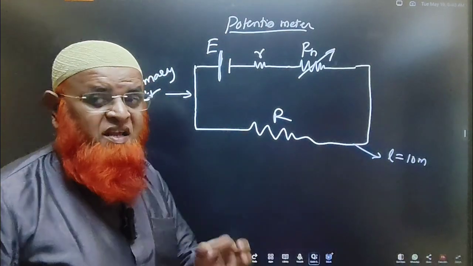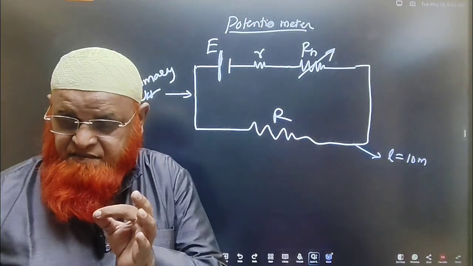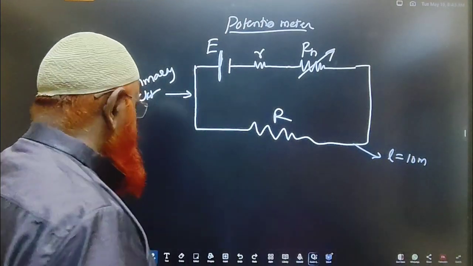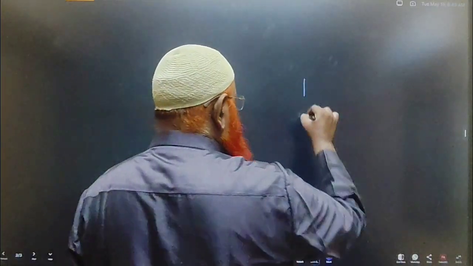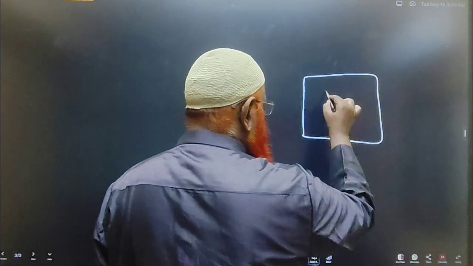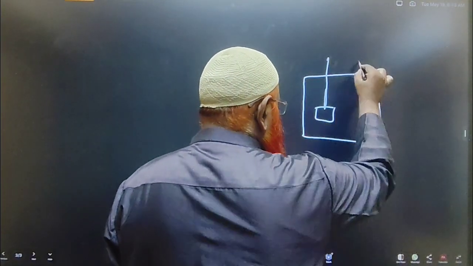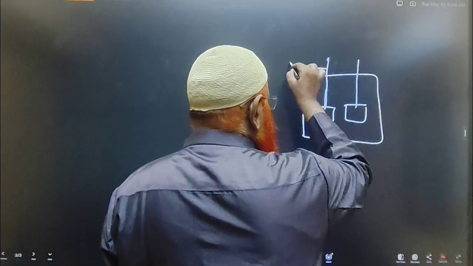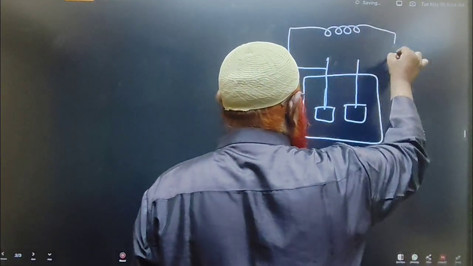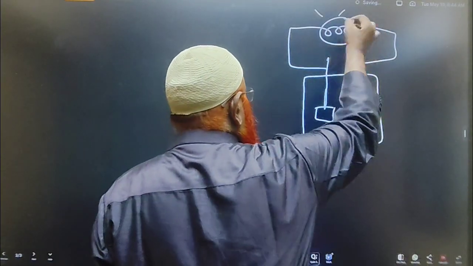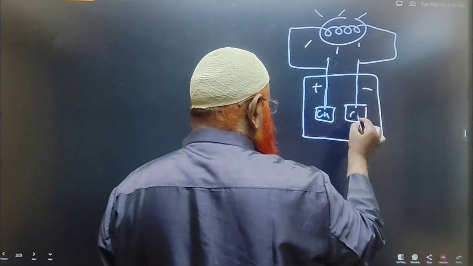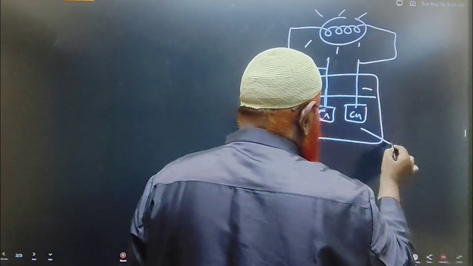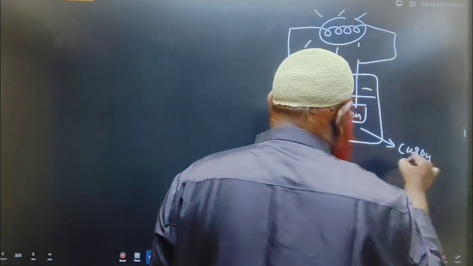Every cell is having internal resistance. And where does that internal resistance come from? I told you yesterday that if a cell is considered, there is one plate here, there is another plate here, and this is connected to a bulb in the external circuit. This is a bulb which is glowing. So this is positive, this is negative, this is a copper plate, this is another copper plate, and they are dipped in a solution which is called copper sulfate solution.